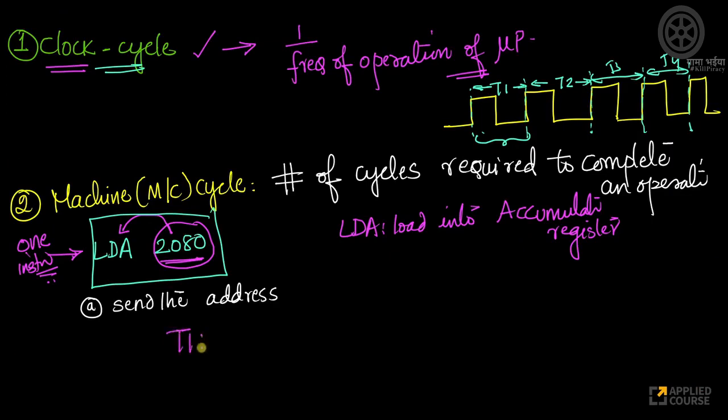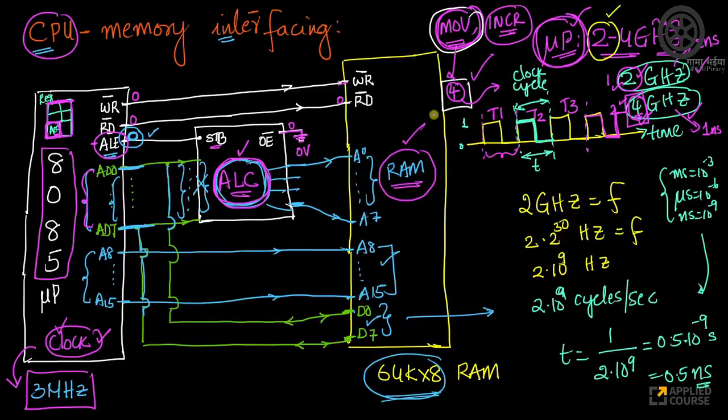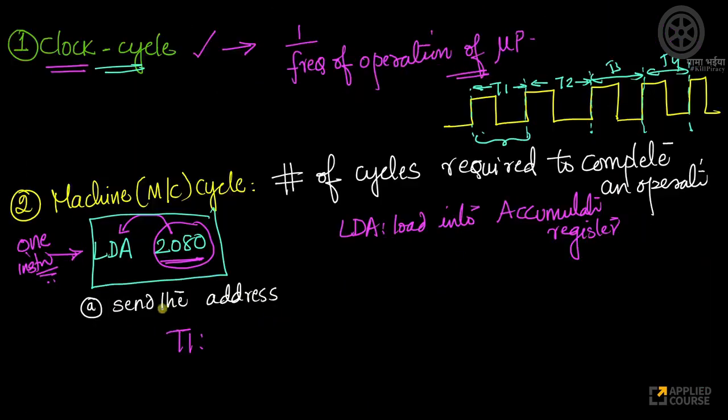In cycle T1, the address, this 2080 address, is enabled. So what do we do now? We send the address first to the interface. Only then can I get the data from that address. So in the first clock cycle T1, I send the address. How do I send the address? Very simple. I set the ALE to 1.